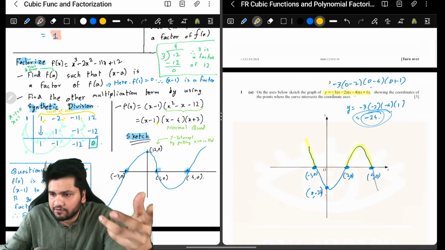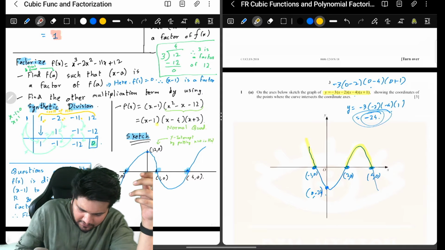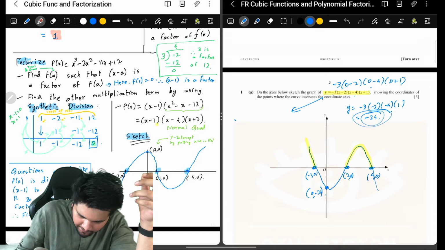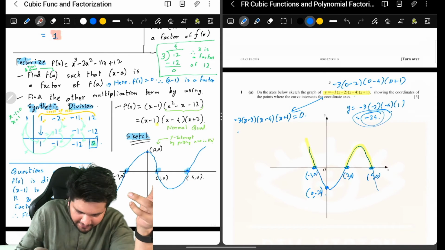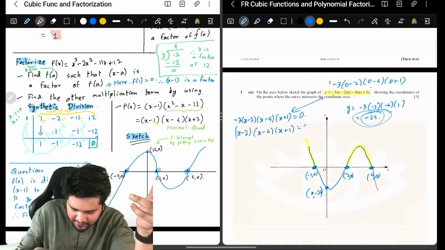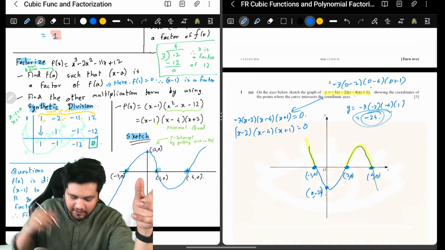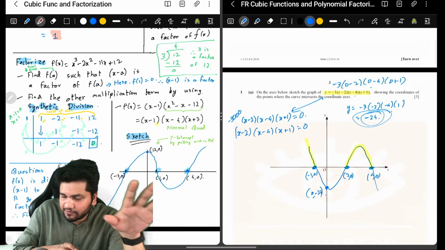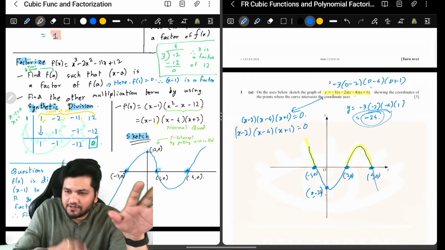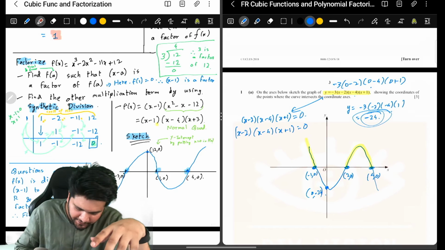So if I put y is equal to 0, I'll just solve this equation. Minus 3 times x minus 2 times x minus 4 times x plus 1 is equal to 0. I'll divide 0 by minus 3 and I'll get x minus 2 times x minus 4 times x plus 1. See, the sign doesn't matter here, because even if it had been minus 3000, it wouldn't have mattered. The x-intercept would have been the same, because it will just be 0 by minus 3000, which is 0. So you'll get the x-intercepts as minus 1 comma 0, 2 comma 0 and 4 comma 0.